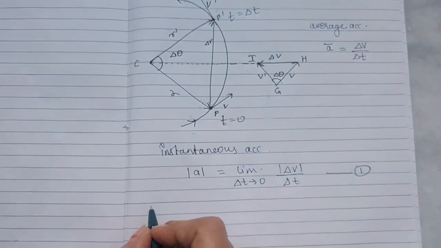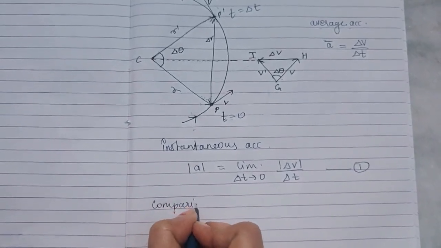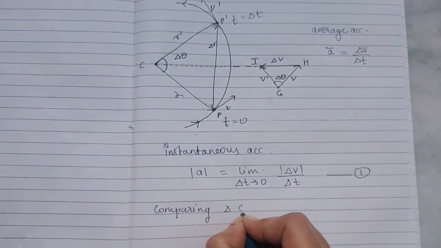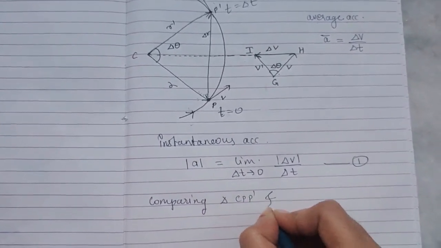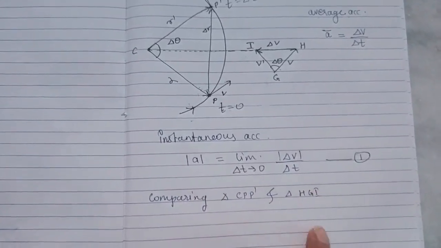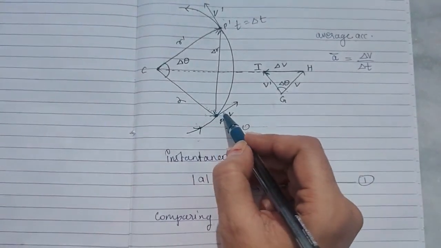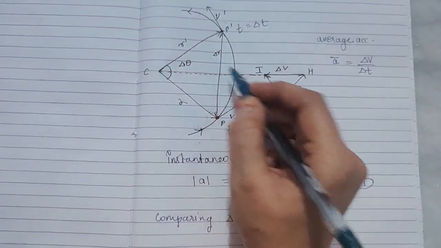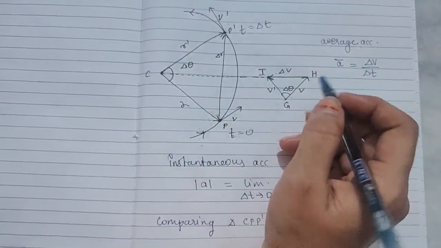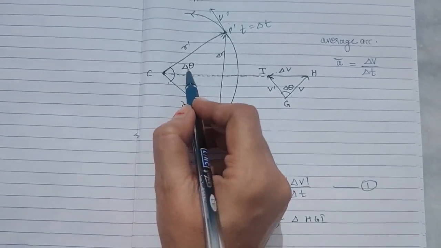These two triangles. So comparing triangle CPP dash and triangle HGI, we have to just compare these two triangles. As we know, this is perpendicular, this is perpendicular, so this and this is also perpendicular to each other. Alright, and we know the angle between R and R prime is delta theta.